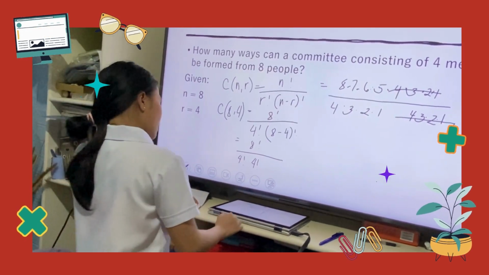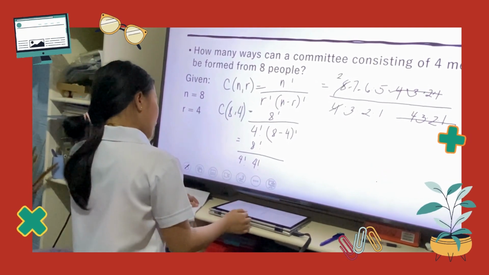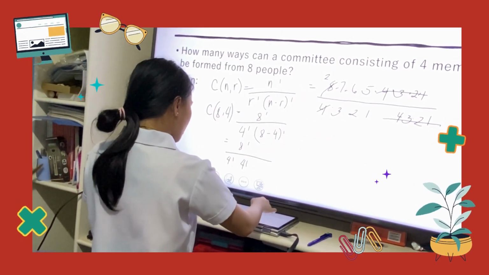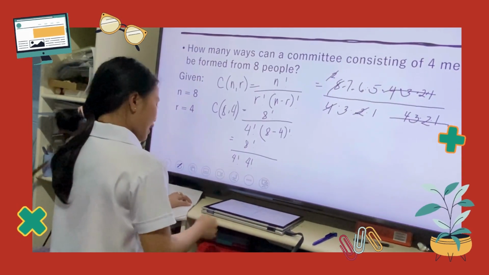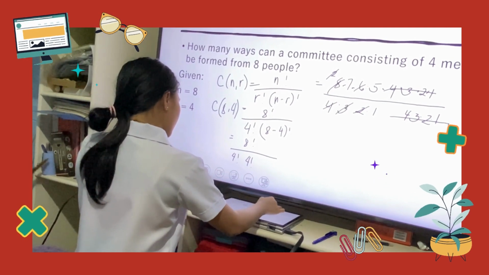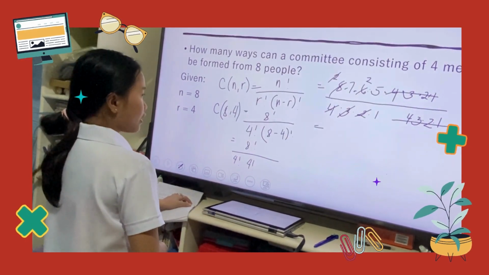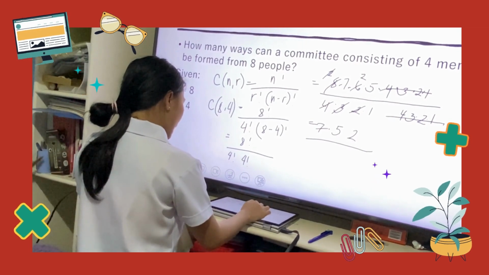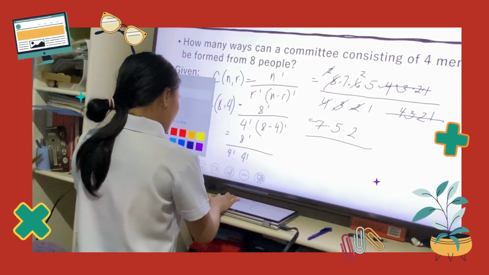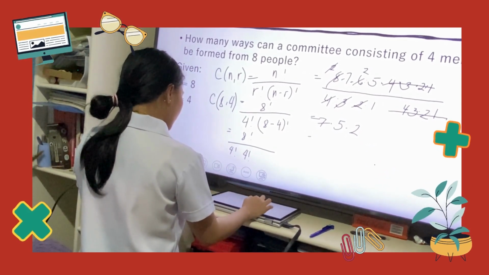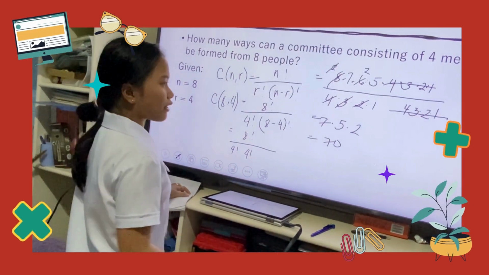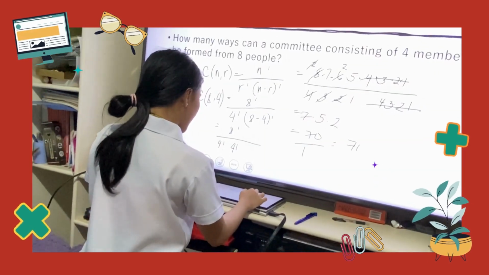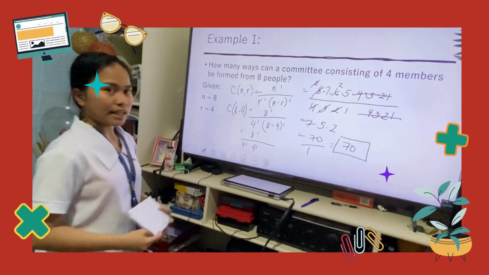Next is to divide 8 by 4. 8 divided by 4 is equal to 2. Since we already have a 2 down here, we can erase the number 2 up there. And lastly, 6 divided by 3 is equal to 2. So the remaining numbers are 7, 5, and 2. You multiply all of that. 7 times 5 times 2 is equal to 70. But wait, since there's a number 1 right here, we need to put it here. So 70 over 1 is still 70. Therefore, there are 70 ways for this combination.